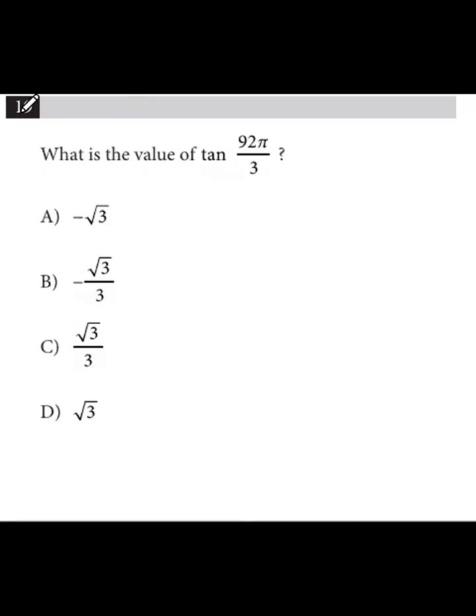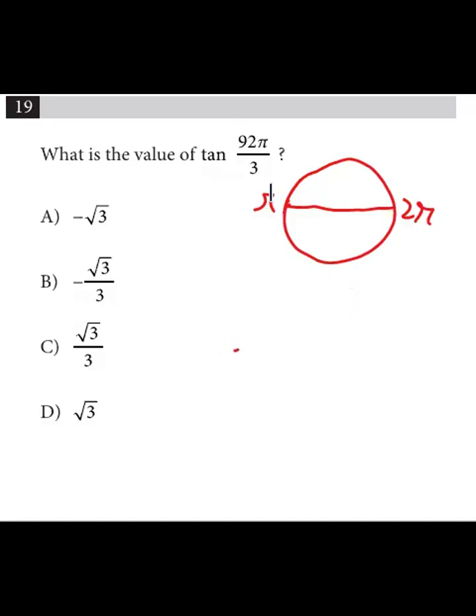Okay, so question 19 was the value of tan 92 pi over 3. Well, first, let's just simplify. So first, we know from the unit circle that when we go around halfway, that's pi. And when we go around again, that would be 2 pi. So that means that once you do 2 pi rotations, you're back to exactly where you started. So in this case, we can easily simplify this.